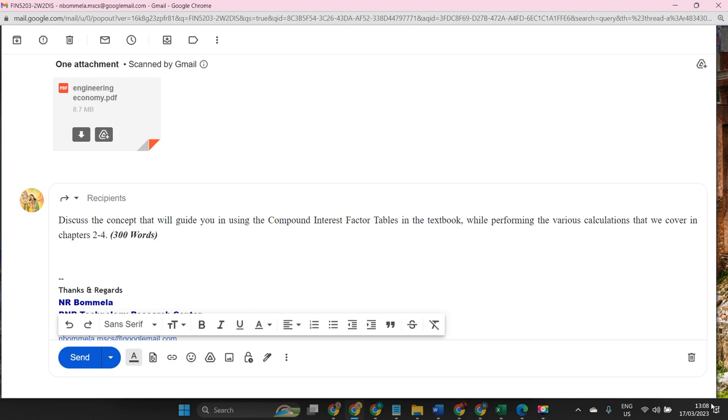In the last few months, most of you worked on the same concept, but you were confused in understanding the task. In this task, we are supposed to understand what the compound interest factor table given in the textbook is, and how it will be useful in the calculations mentioned in chapter 2 to chapter 4. There are different calculation-related concepts in those chapters. You are supposed to understand what calculations are performed, and while performing them, how the compound interest factor table is helpful.